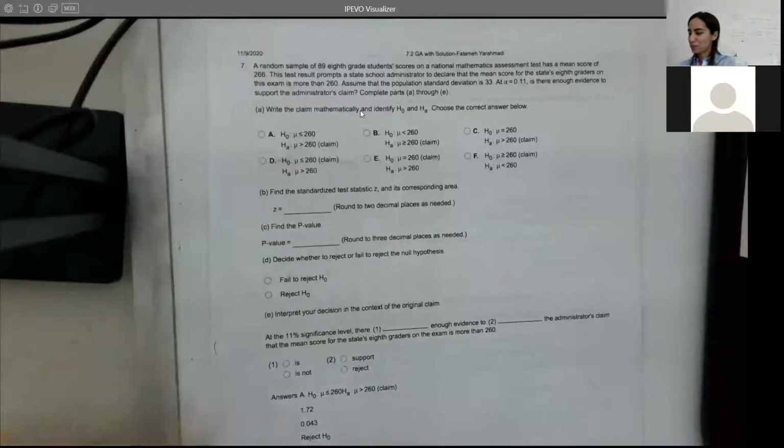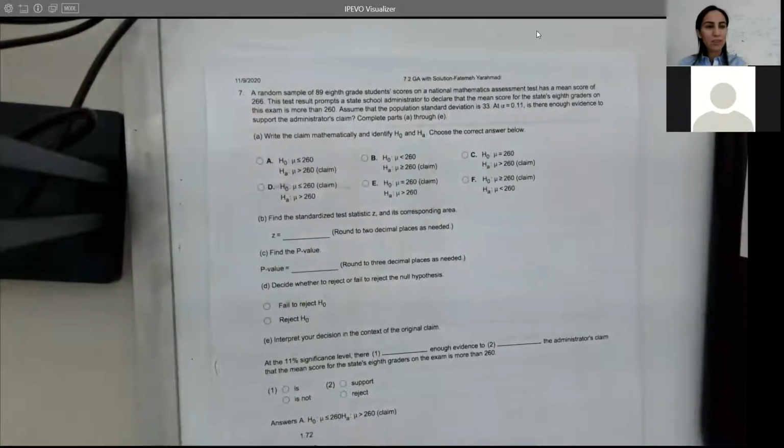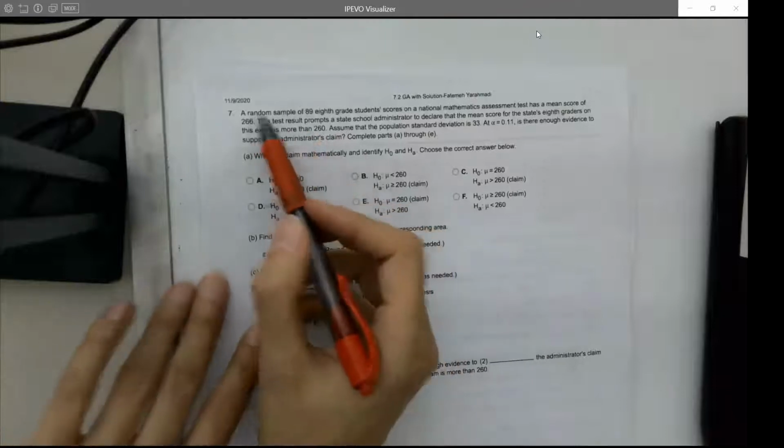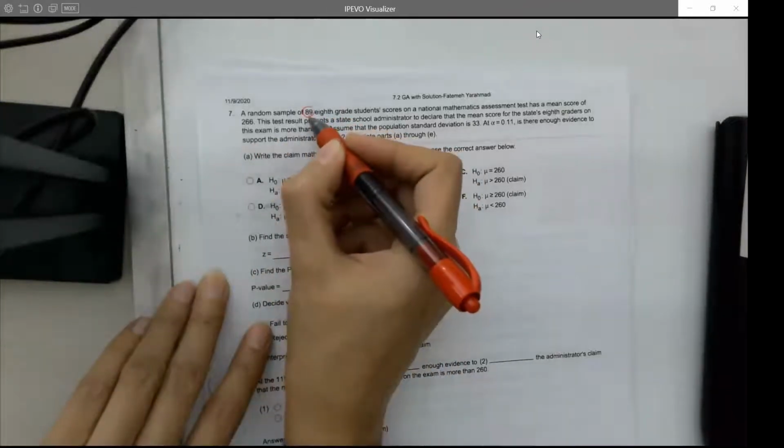Question 7. So this question says, you have a random sample of 89.